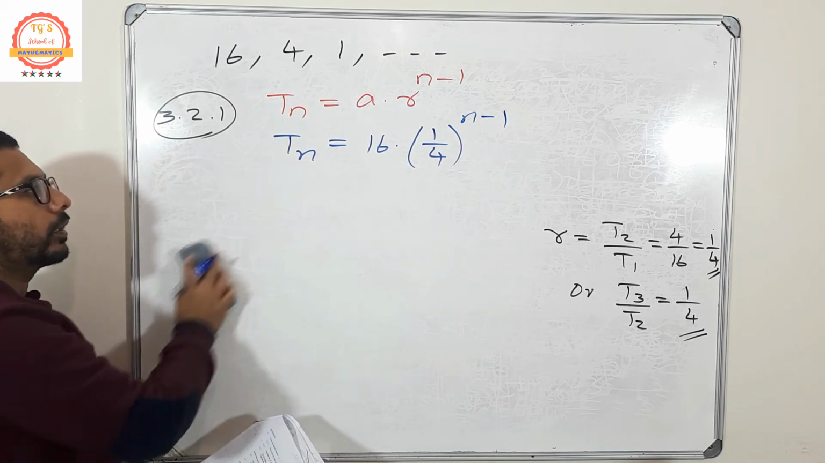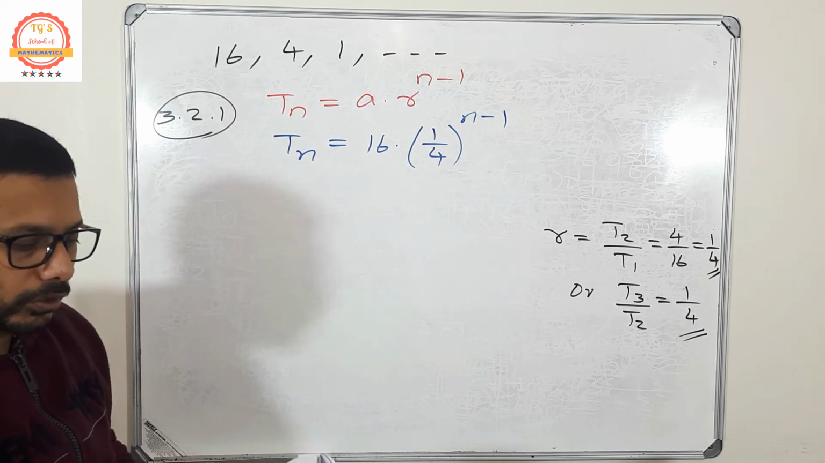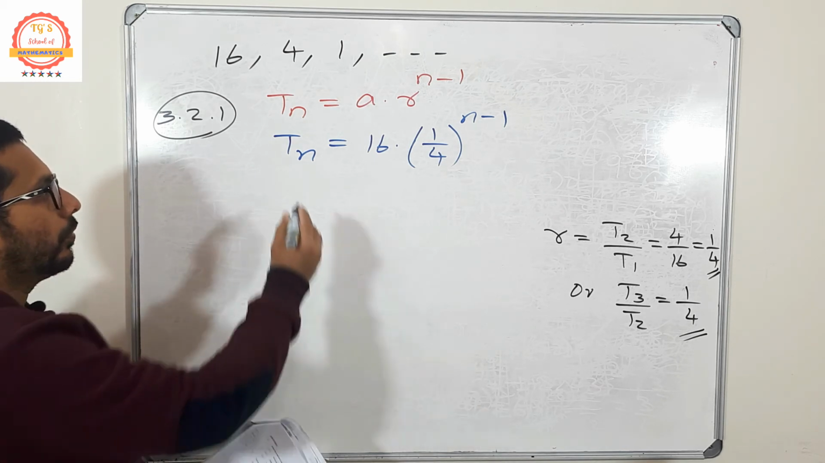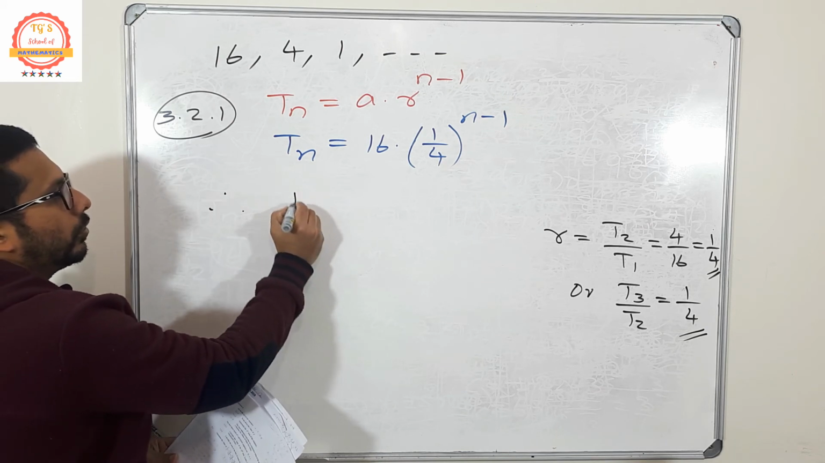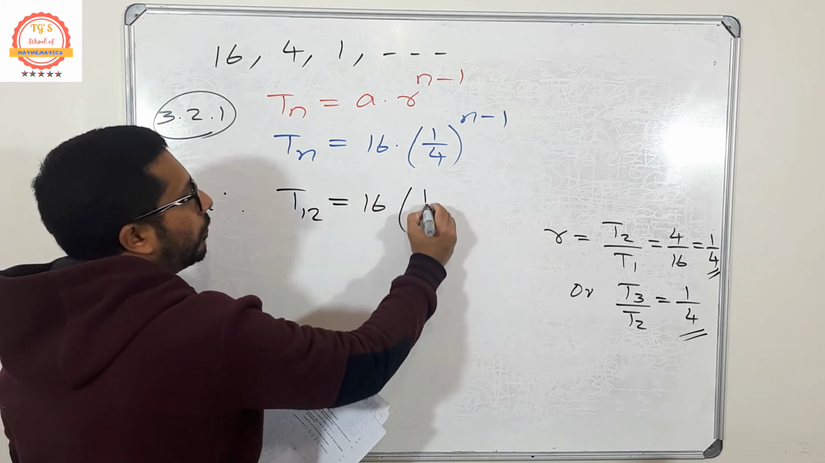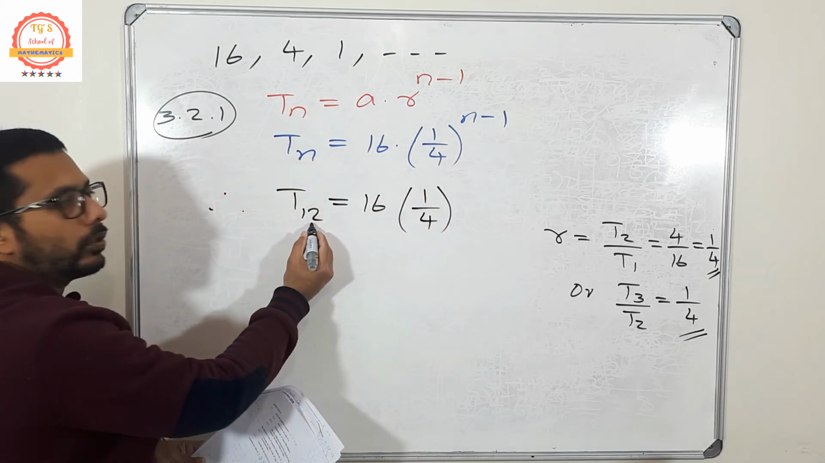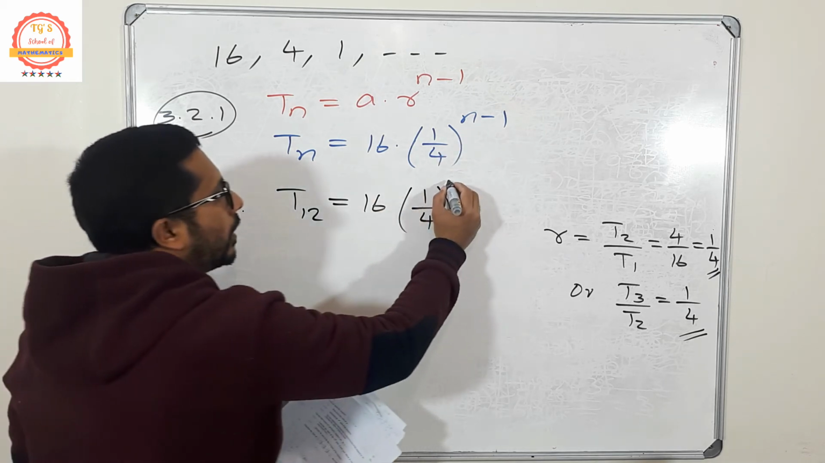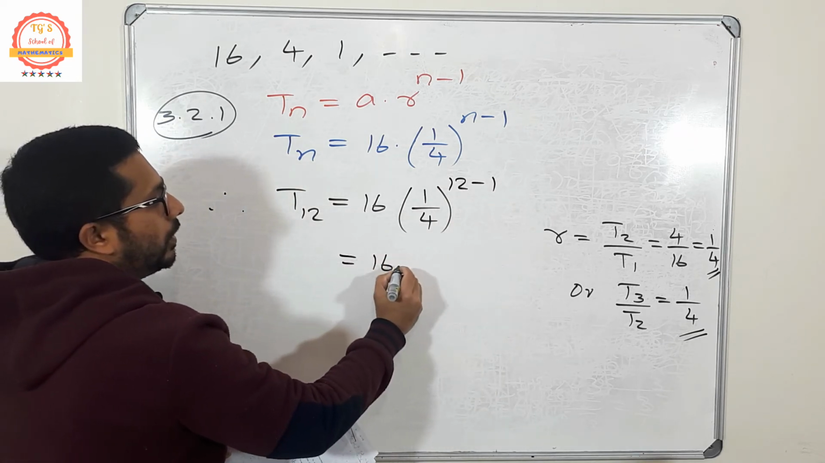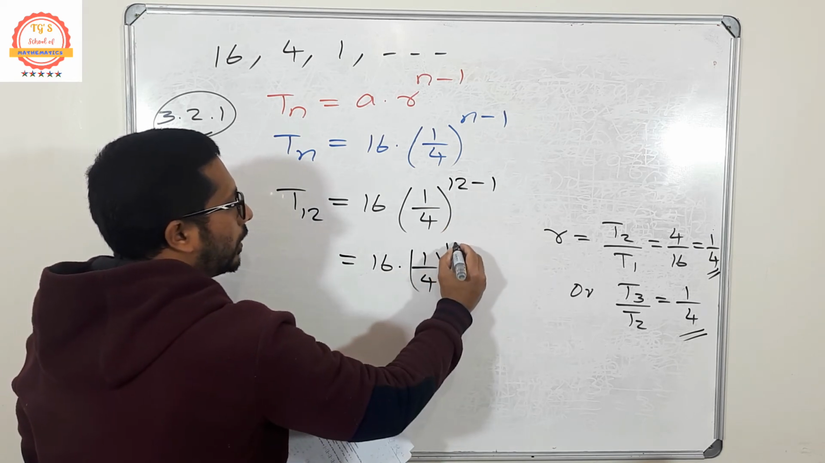So we got an expression for Tn, that is Tn is equal to 16 into 1 over 4 raised to n minus 1. Now what is the question? Look at the question once more. Calculate the value of the 12th term. Now how can you find the 12th term? You have to substitute the value of n as 12. Therefore the 12th term T12 is equal to 16 into 1 by 4 raised to n minus 1. What is n? We want the 12th term, so it is 12 minus 1. So it is 16 into 1 by 4 raised to 12 minus 1, which is 11.